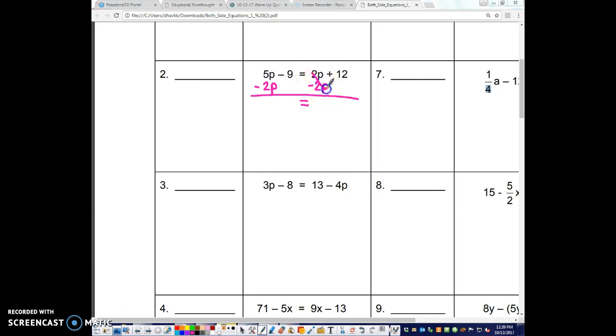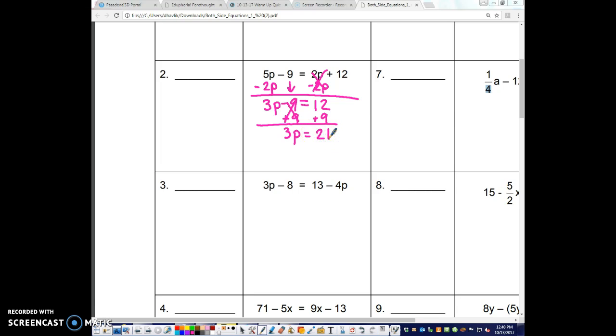2 minus 2 is 0, so that cancels out. We're left with a 12 on this side. Okay, we just bring down our negative 9 because nothing happened to him. 5 minus 2 is what? It's 3p. Okay, what's our next step here? We need to add our 9. So that cancels. We're left with the 3p equals 12 plus 9 is what? 21.